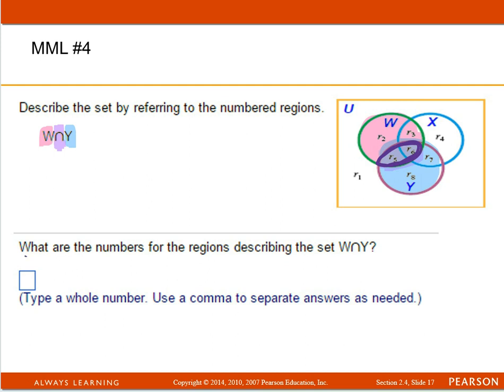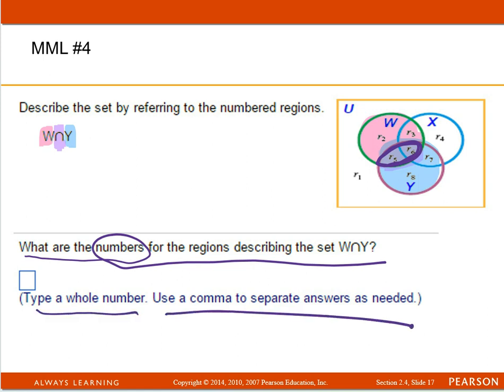It says down here, what are the numbers for the regions described in the set? Type a whole number, use a comma to separate your answers. In that picture, it's region 5, comma, 6. Let me erase it real quick. You can see it. This one's region 5, and this one's region 6.